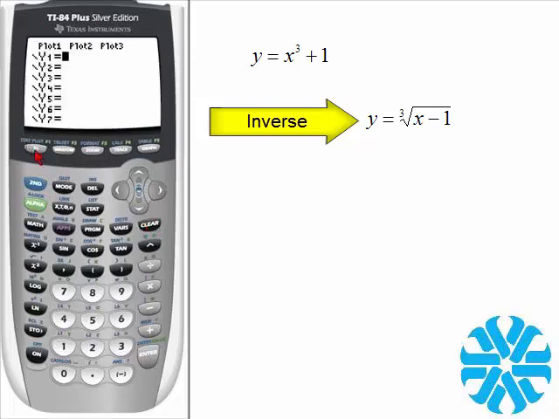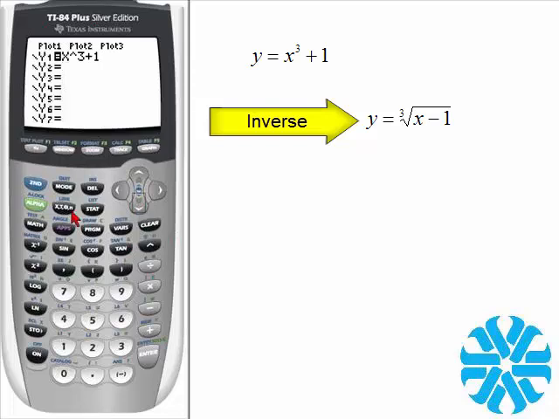So let's put in the original function first. I said that was x cubed, so here's the power, and then 3, so that's x cubed plus 1. Now I'm going to go down to the next line and input the inverse function. And remember, we just said that was the cube root of x minus 1.